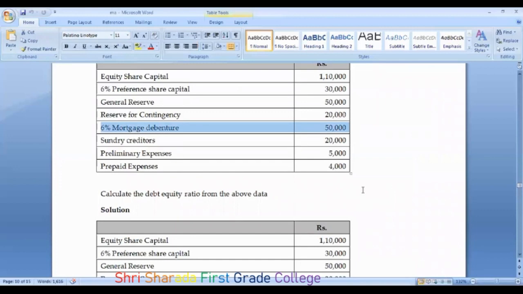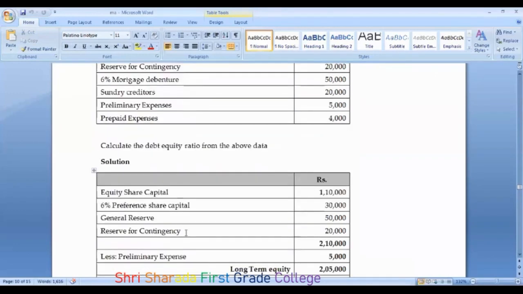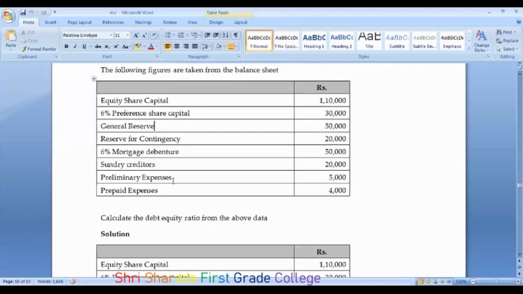The first portion of information for the debt equity ratio is calculated. Now, let's see what the equity is. Equity includes all the capitals, general reserves, as well as reserve for contingency, except whenever any current liabilities are given, and except any expenses or losses, which will be deducted here. Any current liability is purely ignored, considering only equity information.